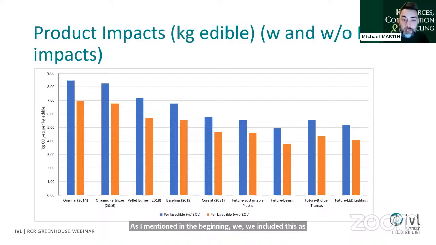One reason why we didn't include it in the main assessment is that we don't actually know what happens with the packaging from the consumers. They suggest that you should recycle it, but we don't know if people just throw it away or if they actually recycle it. So we don't really know the actual impacts here. So we wanted to show a sensitivity.